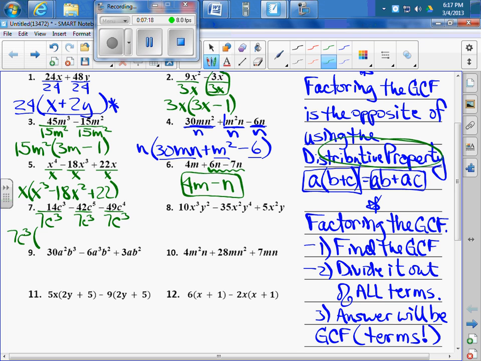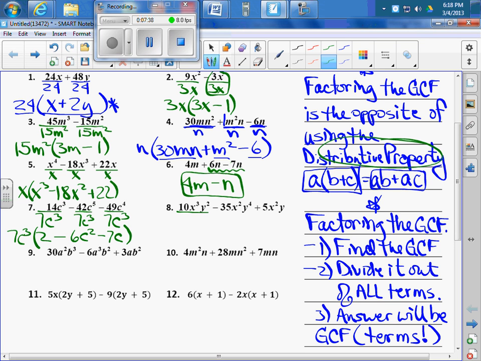Now, when I divide this out, I take 14 divided by 7 and get 2. C to the third over c to the third cancels out. Minus 42 over 7 is 6. C to the fifth over c to the third is c squared. And then 49 over 7, so we'll have minus 7c, closed parentheses. Number 8.